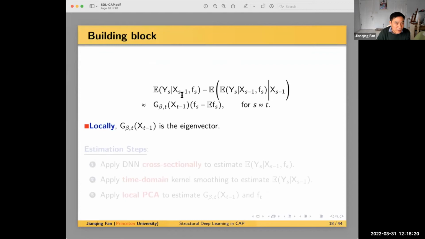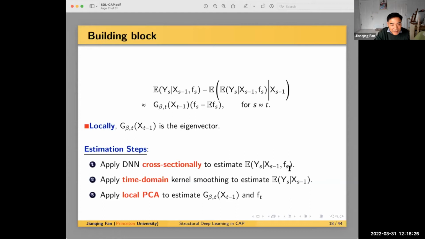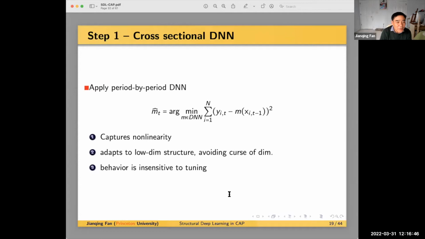So first, we do the cross-sectional fitting day by day and month by month. We got this. Now we apply time domain smoothing to get the second component, and then thirdly, we apply local PCA to extract the factor innovation and the market beta, the beta part that depends on X_t. So here is a little bit more concrete: we apply a deep feed-forward neural network to learn the cross-sectional regression. This is the first step that we do.